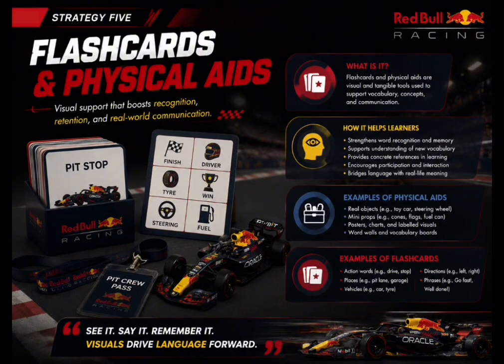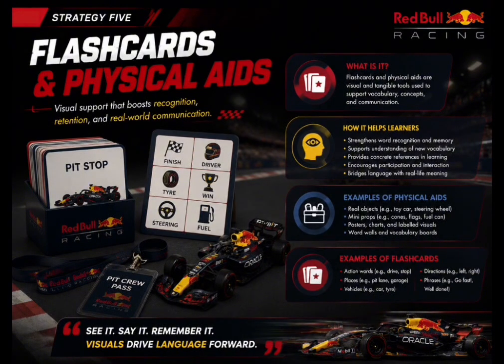So this strategy supports language learning in several ways. So firstly, it helps children to remember vocabulary better because they connect words with visuals. Secondly, it helps children to understand new words more easily. For example, showing a real steering wheel makes the meaning clearer than only explaining the word. Thirdly, these materials encourage interaction and participation through activities such as matching games, guessing games, and speaking practice.